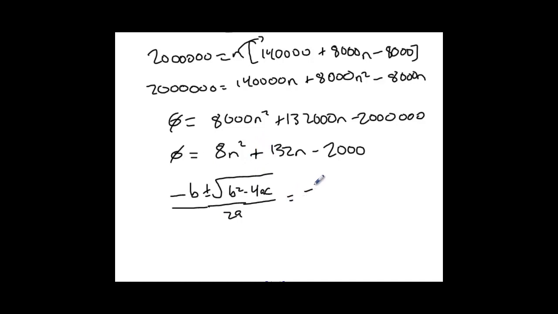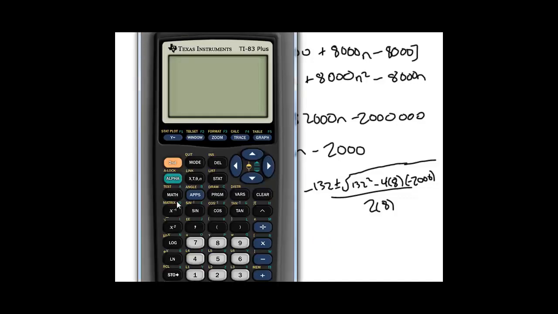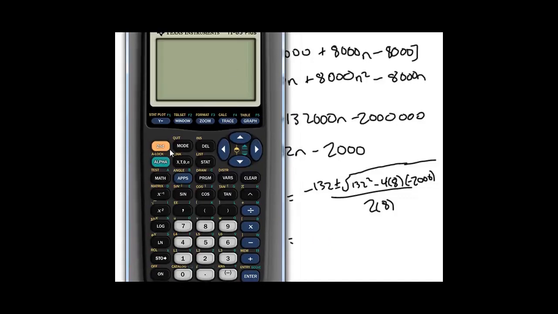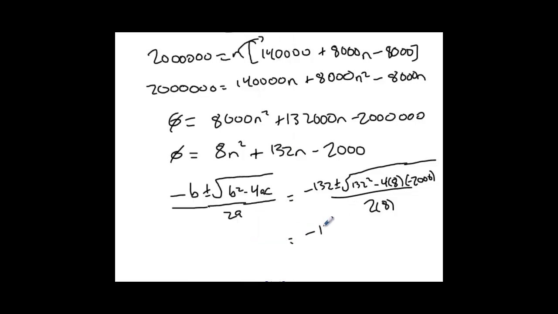So, using the quadratic formula then would be negative 132 plus or minus the square root of 132 squared minus 4 times 8 times negative 2,000, all over 2 times 8. What should happen is you're going to get two different answers. So let me try solving this here. I'm just going to simplify. A lot of you like to find what's under the square root sign first. So it might look like this: negative 132 plus or minus the square root, and it'll all be over 16, because it'll be 2 times 8.